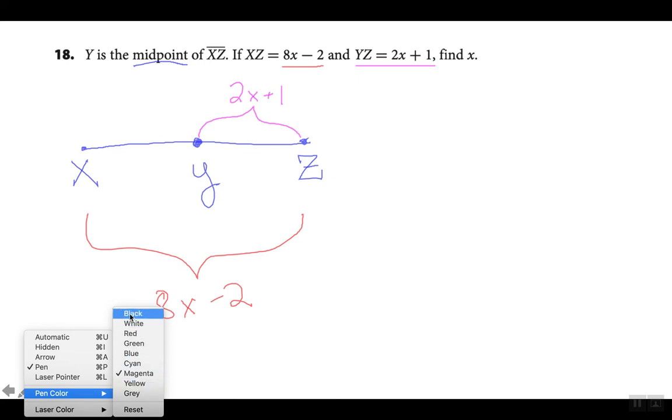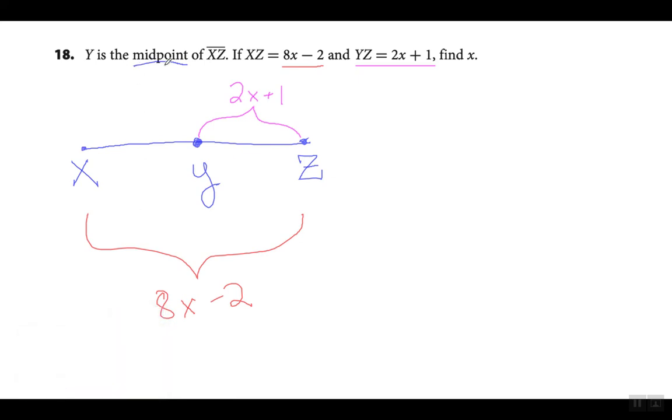Because they told us that Y is the midpoint, and I mentioned that if Y is the midpoint, that means segment XY measures the same amount as segment YZ. Therefore, segment XY measures 2x plus 1. Even though they did not specifically say that up here, because Y is the midpoint, this segment has to be the same amount as this segment. So whatever they told us YZ is, XY has to be the same amount.